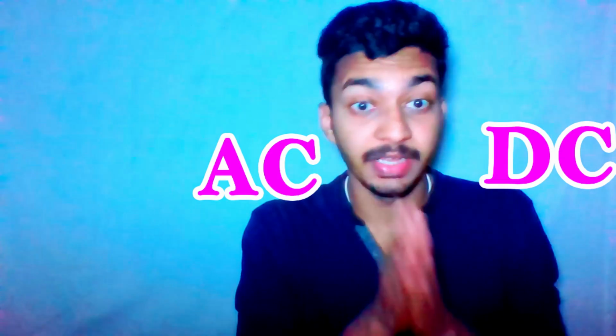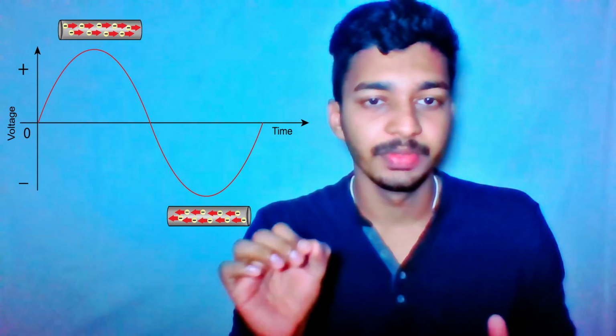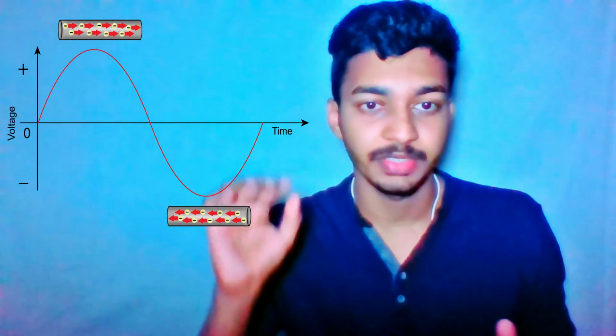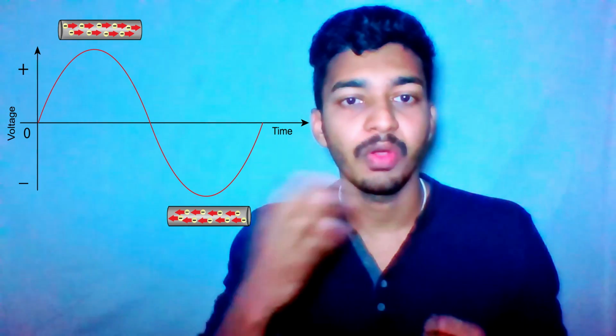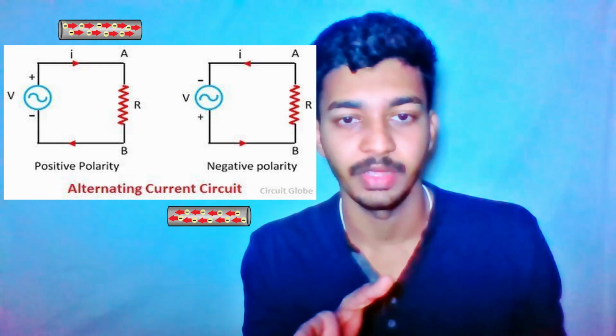In this video we are going to find out the difference between AC and DC. AC is nothing but alternating current. While considering the waveform, we can see that there is an alternating waveform, or a sinusoidal waveform. It's because the flow of electrons will always reverse periodically.